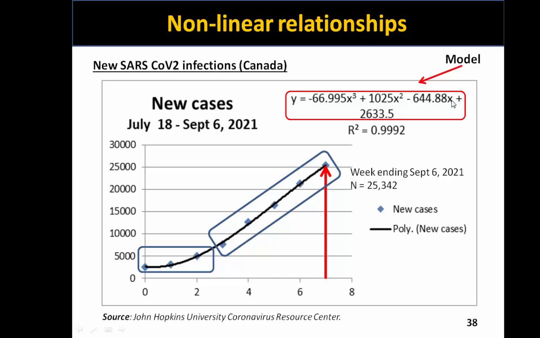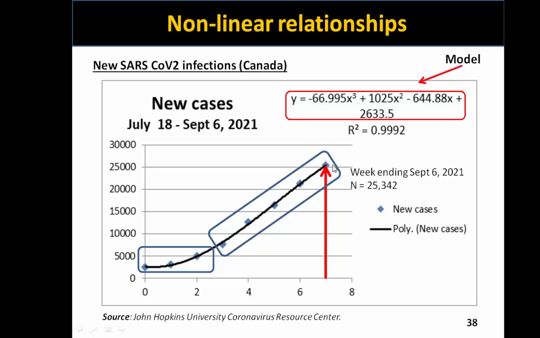We see a term raised to the power of 1 and a constant value, and these are all the coefficients that factor into this model. So the question that we can then ask using this model is, can this model predict what is going to happen after September 6th?